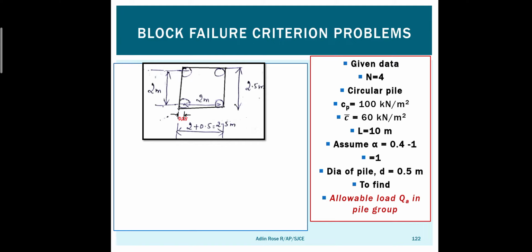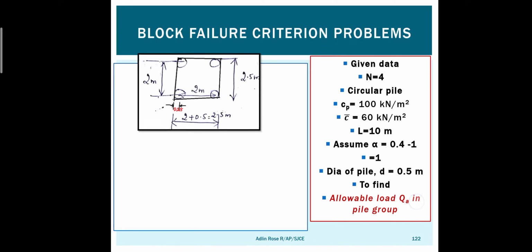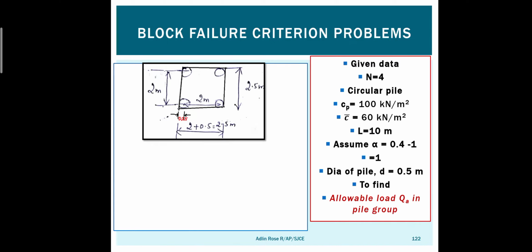This is the top view of the pile. Since it's a square pile, they are all connected to the pile cap. In the question, the center to center spacing of the pile is given as 2 meter, so small s is equal to 2 meter. You can see the piles are placed at 2 meter distances.